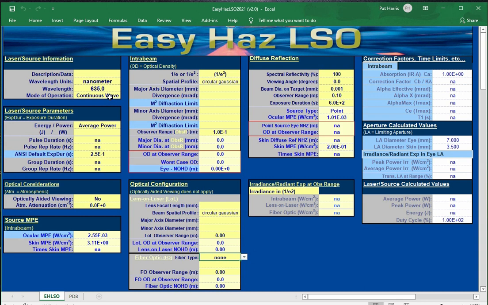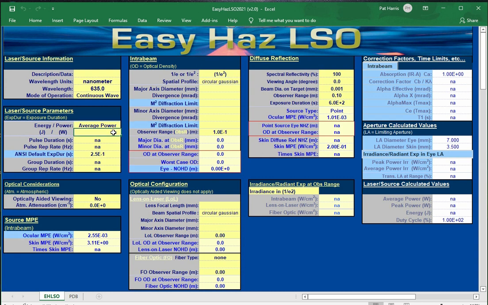So our mode of operation is continuous wave, and you have a selection here of several options: continuous wave, single pulse, repetitive pulse, and pulse groups. Of course, for this little pointer, it's continuous wave. Because it's set to continuous wave, your only options here are average power or energy. I'd say 99.99% of the time, we input average power for continuous wave. The only time, realistically, I've used energy is when I'm trying to explain something. But anyway, it is available.